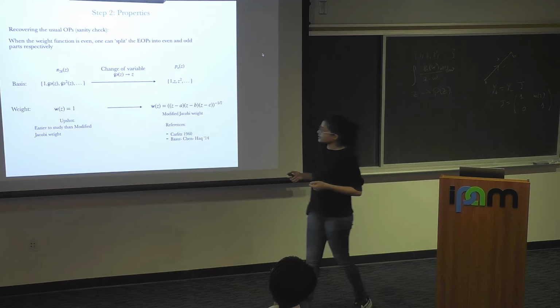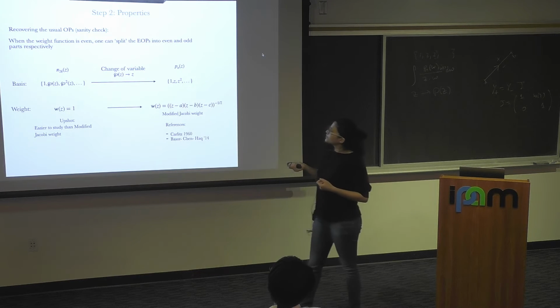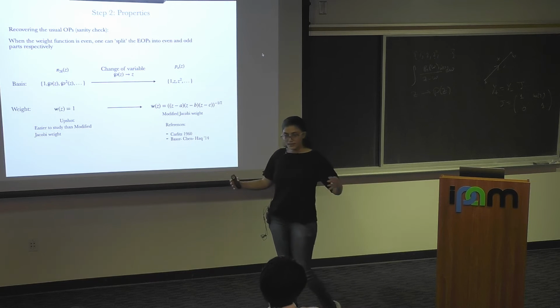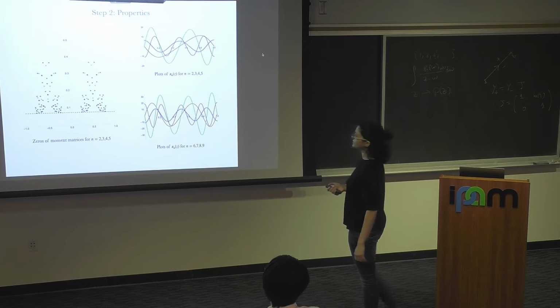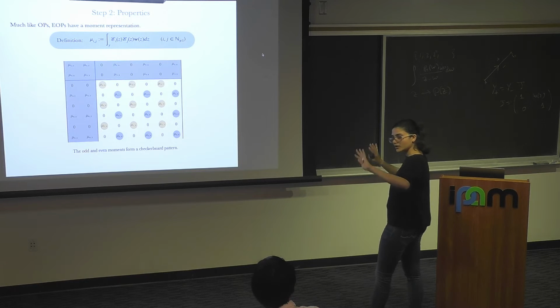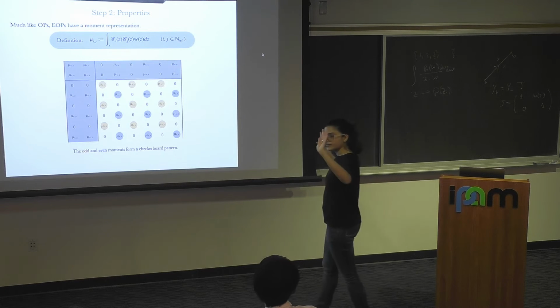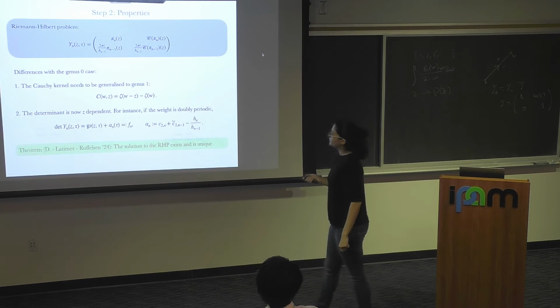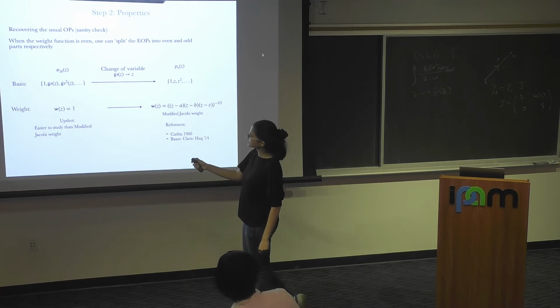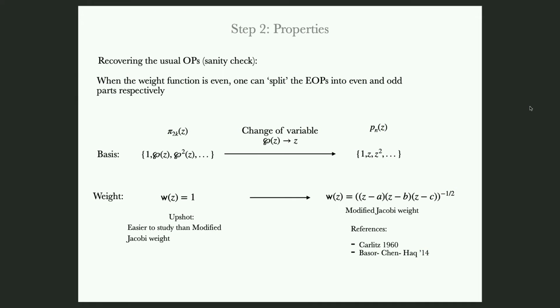OK, sanity check. Because the weight function is even, your polynomials immediately split into odd and even. This is also something you can see just from here. All the mixed moments are 0, which means that you have a very nice splitting of your polynomials into odd and even. OK, so look at only the even case. The basis will just be 1, ℘, ℘ squared, and so on. Make a change of variable, you get the usual basis.